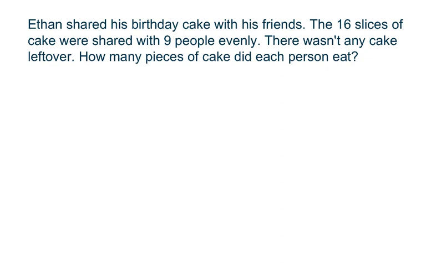What's your quotient? What's your remainder? Then what are we going to do with that information? How are we going to interpret the remainder of this problem? Well, if there were 16 slices of cake and we're sharing them evenly with 9 people, we would do some division. 9 times what gets me close to 16, but I can't go over? 9 times 1, and then I have a remainder of 7.